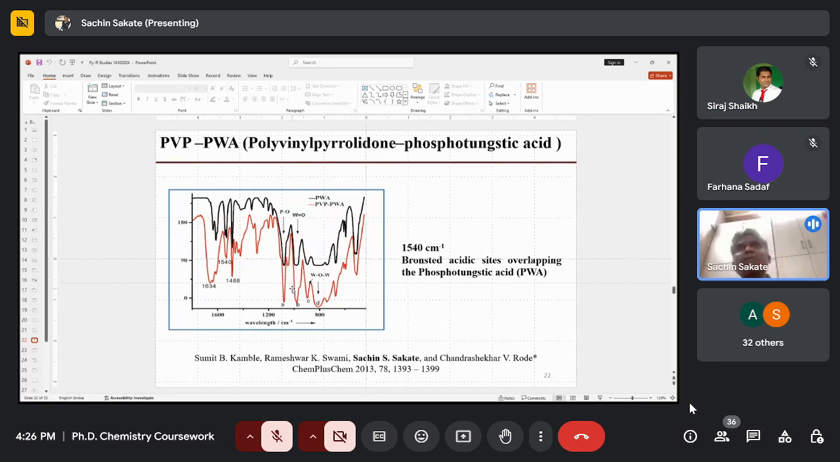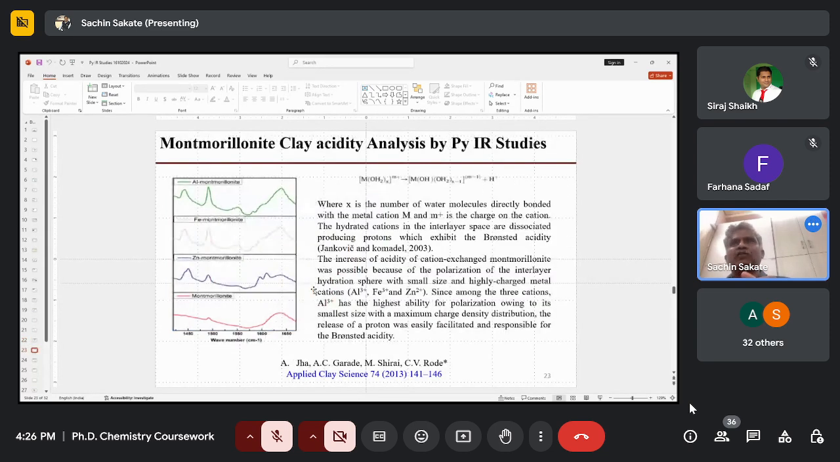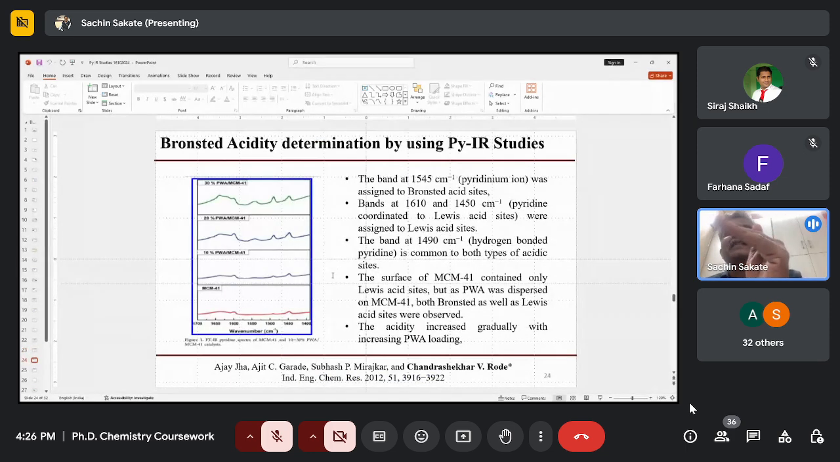Okay, so this is about another adduct. So we have seen the material with catalysts, the material with doped materials, and the acidity with the complex or hybrid materials, that is PVP-PWA. Now we will go ahead. This is a montmorillonite clay. I will go for one more very good spectrum rather than this.